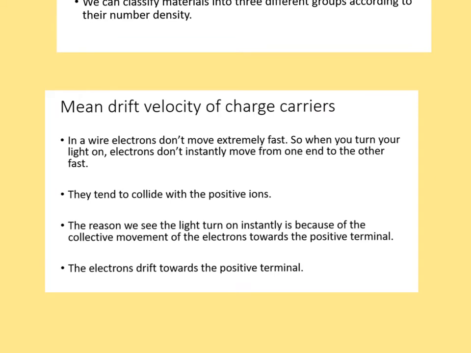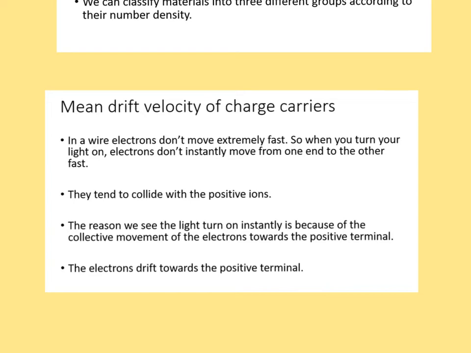So what do we even care about mean drift velocity of charge carriers? Now we know that once we turn the switch on, it lights up the room immediately. So the light comes on instantly. The same thing with some of your phones and reactions to certain features. Now, that's not because the electrons are really, really fast in a wire. They're actually really, really slow.